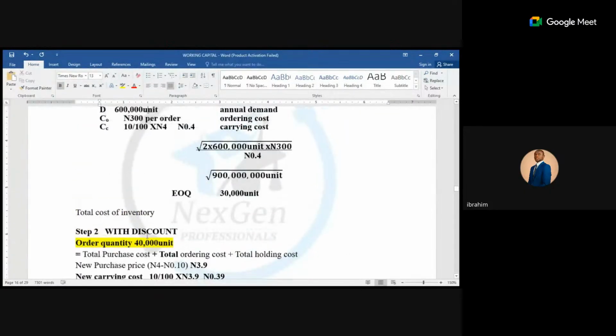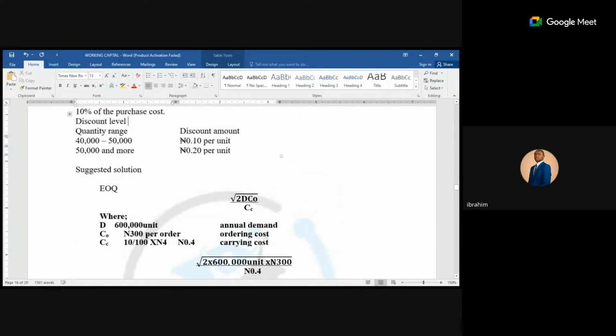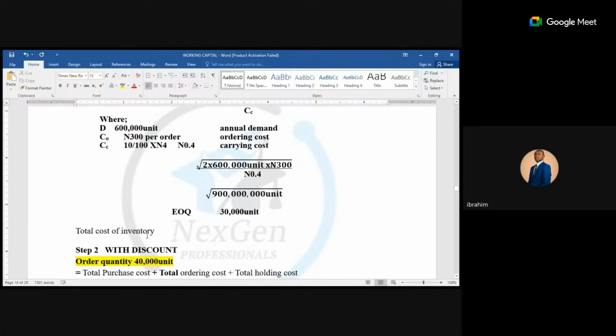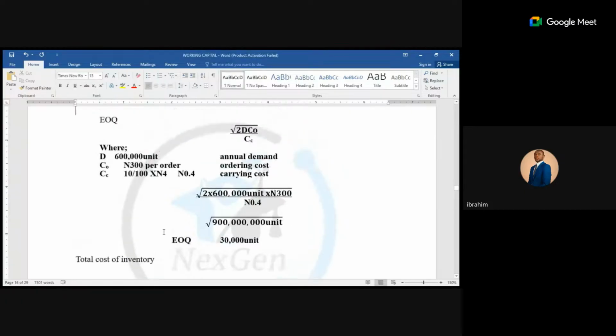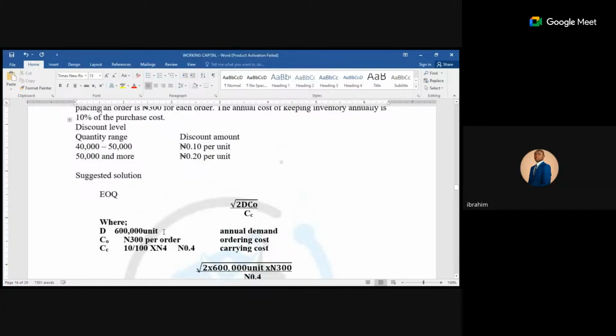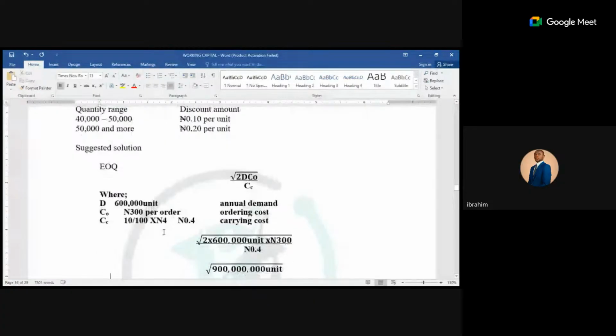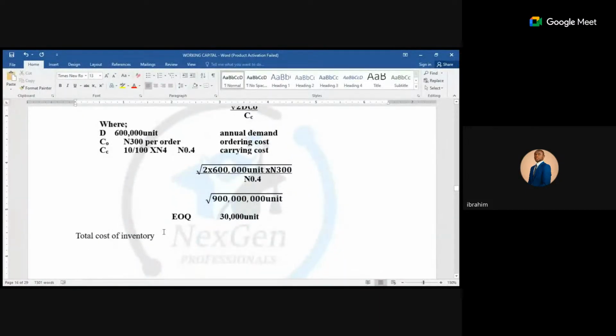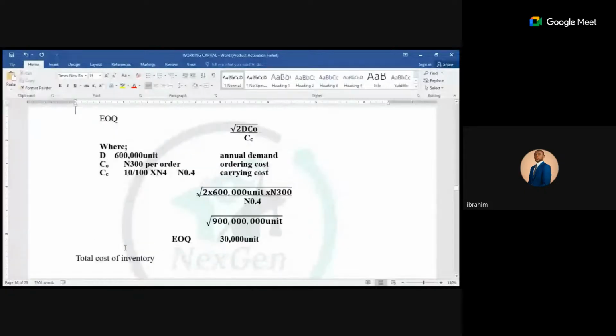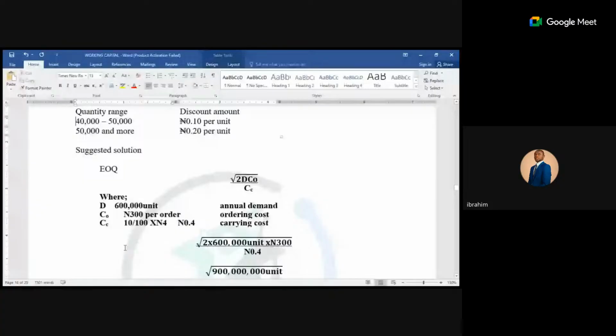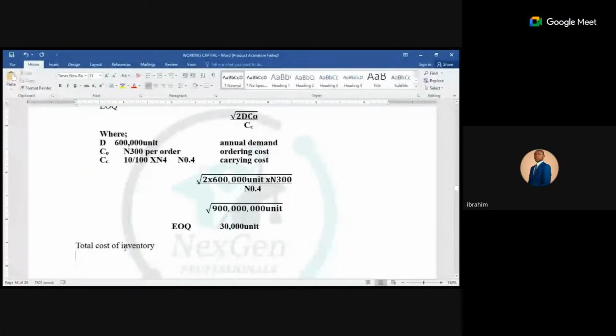Now, we're supposed to determine the total costs without discounts, so that you can advise the management that in order to minimize their costs, we will look for the lowest costs, whether the company should go for discounts or without discounts. So our step will now be 1, determine the EOQ without discounts. Determine the total costs of inventory without discounts.